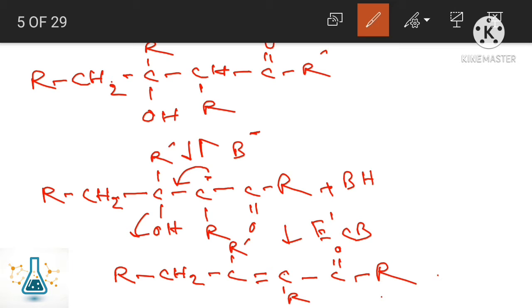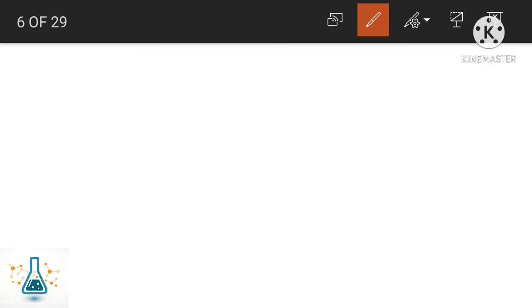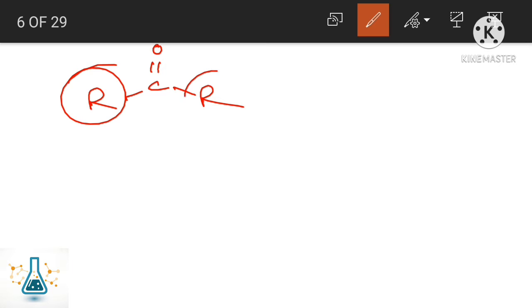So generally in basic medium this is the mechanism. If there is an aldehyde group, then aldol reaction will happen very fast, but in case of ketone the aldol reaction will not be that fast. So if you consider a ketone, this R group, and there will be an R group.